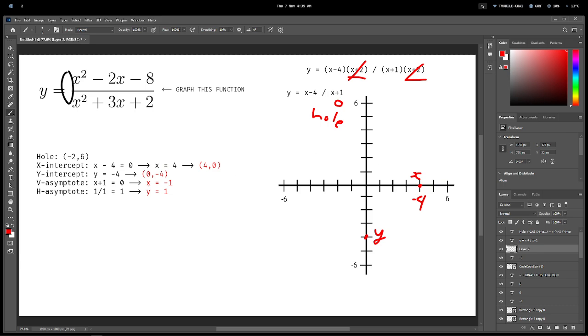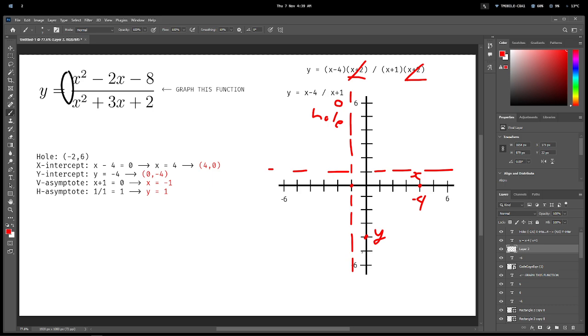And our vertical asymptote is x equals negative 1, so 1 back. So it is right here. Wait, hold on. There we go. Okay, boom. Now we will graph our horizontal asymptote, which is y equals 1, so up 1 right here. 1, 2, up, I like to count. Okay, that is our thing.